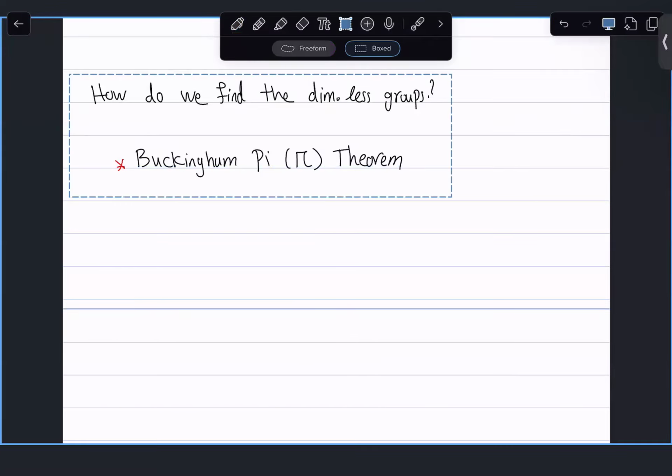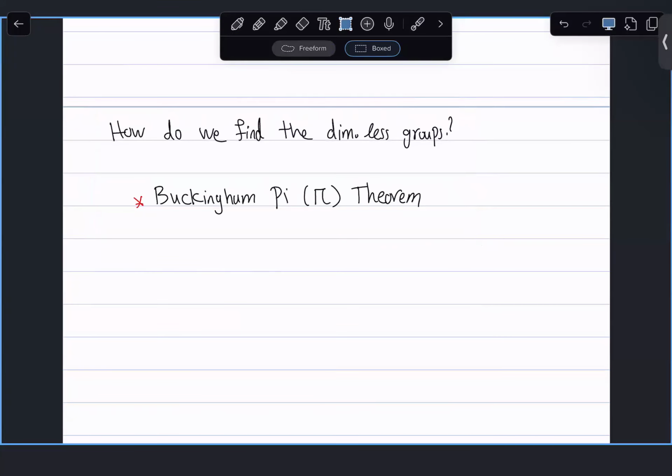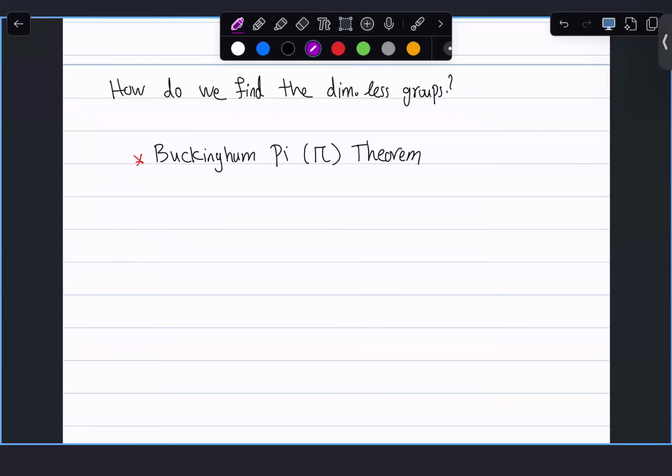Okay, so let's see what the steps are. Okay, so step one. Everyone ready? Anyone taking notes? Do you need to go back? Okay. So first thing you do is you list all the pertinent variables in your problem. Okay, so list all the pertinent dimensional variables in the problem.